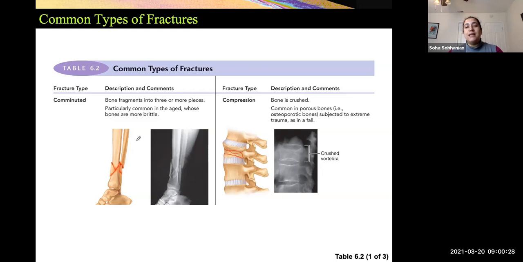The other fracture you see farther on the right-hand side is the compression fracture. Compression fractures are usually associated with some sort of severe trauma like car accidents or falls where the bone is literally compressed or crushed. This type of injury is very common in the spinal column, or more specifically the vertebrae of the vertebral column.